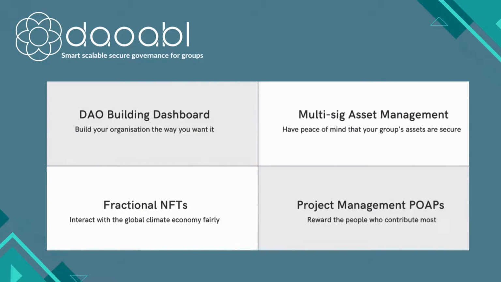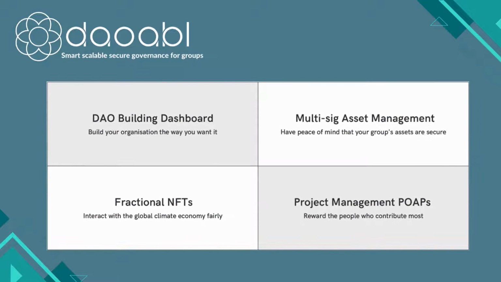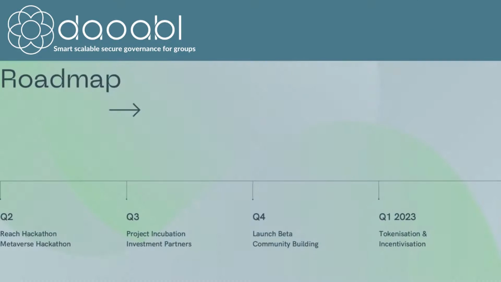So here's what makes up the DAOABLE organisational governance stack. There's a DAO building dashboard, so you can build your organisation the way you want it. There's multi-sig asset management, so you can have peace of mind that your group's assets are secure. There'll be fractional NFTs, where you can interact with the global climate economy fairly, and project management tools like POAPs to reward the people who contribute most.